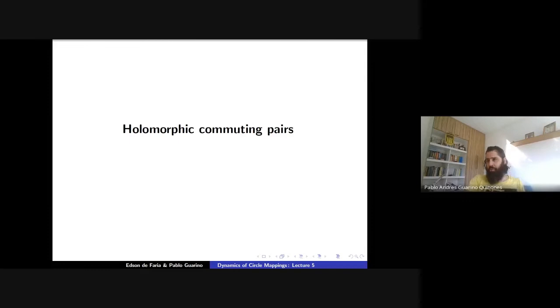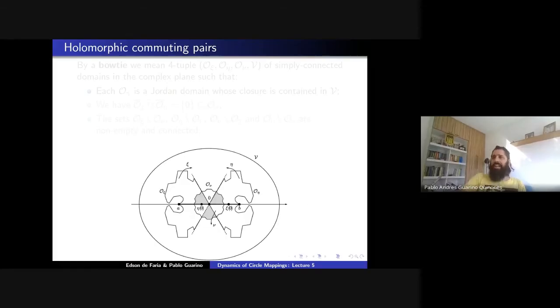But Edson was explaining. In fact, this notion was introduced by Edson in his PhD thesis. And then you have the picture here, the same one as we have in the book. You have these three domains inside a codomain, right? Compactly contained in this codomain. This is called a bow tie. And you can see why, the shape of these three domains all together looks like a bow tie.